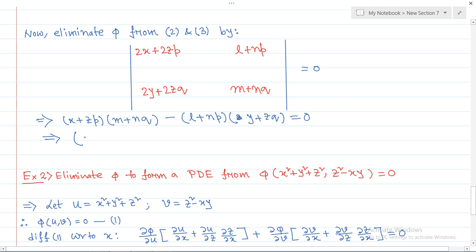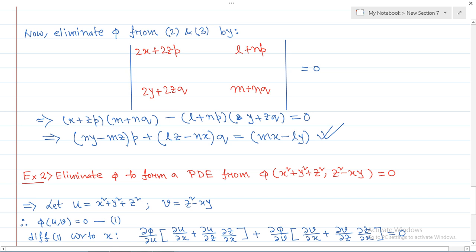Final answer, it is going to come ny minus mz into p, I am just taking the p common. Thereafter the terms with q, that is lz minus nx into q. Rest of the terms I am taking on the right hand side. So this is going to be mx minus ly. So this is our desired partial differential equation.